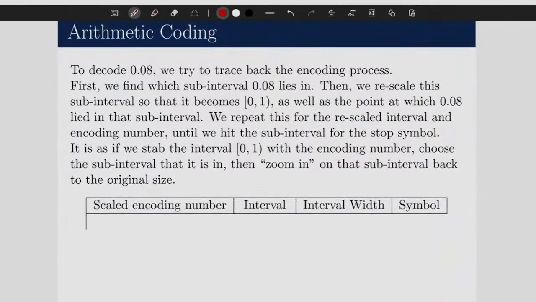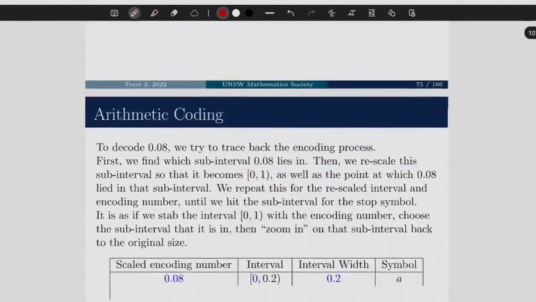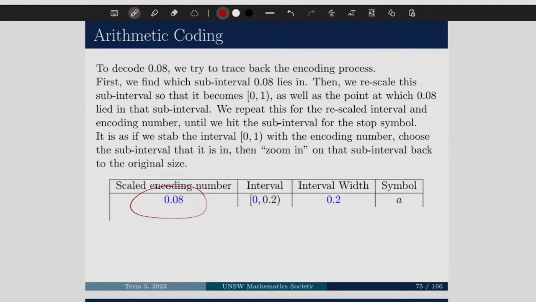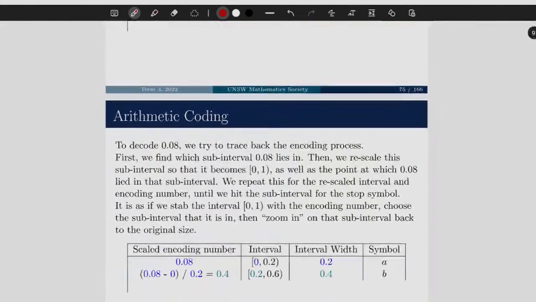So you're going to rescale the intervals until we get to the stop, right? So originally it's 0.08, and we know that that interval is between 0 and 0.2, right? Interval width is 0.2. We know that the symbol that corresponds to this interval is A. Perfect, great. Moving on. Our next calculation, if we're going to rescale, is our scale number minus the start divided by the width, right? So this minus the start, which is 0, divided by the width, 0.2. And that's going to end up with 0.4. And now we know that this interval is going to lie between 0.2 and 0.6, which corresponds with our symbol B, right?